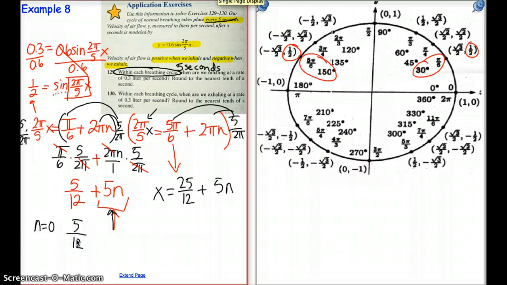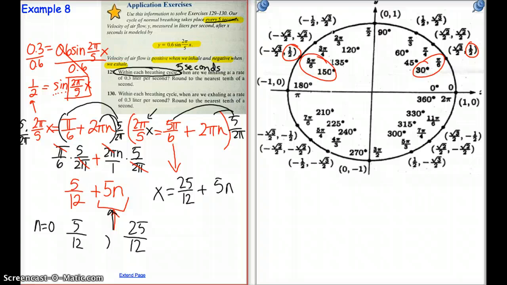Because when n is 1, now I'm after the first breathing cycle, because I'm more than 5 seconds after the start of this cycle. So n equals 0 is the only case you need to consider, and your 2 answers are 25/12 and 5/12. Typically, we might give these answers in decimals, but fractions are fine for me as well. We'll just be prepared to find the correct solution on a multiple choice test. So that's question number 129.